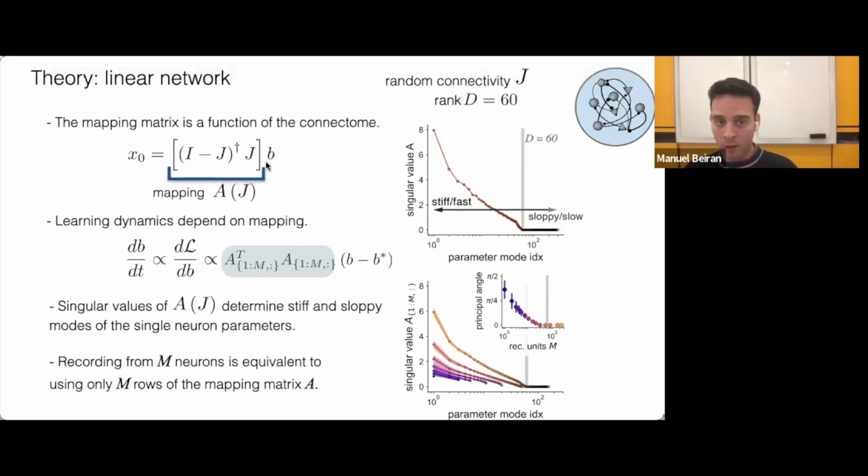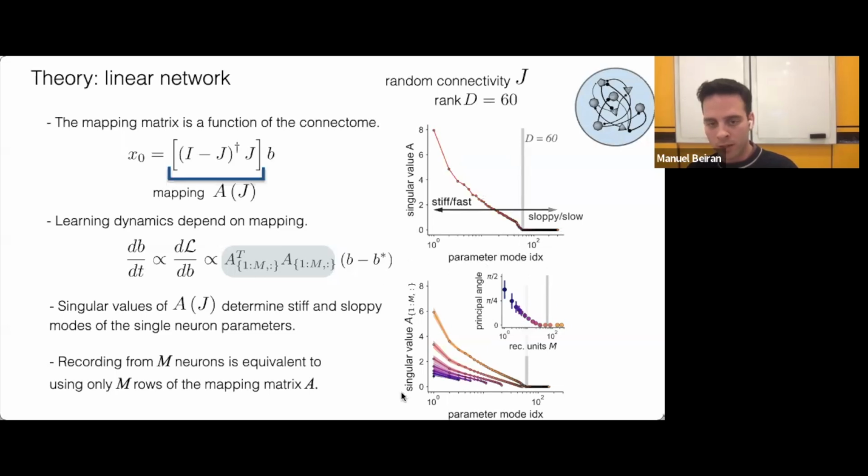So I can first calculate what this mapping matrix is, and look at the singular values of the matrix. And as we expect, when the connectivity matrix has fixed rank, the mapping will have exactly the same rank, meaning that singular values beyond 60 will correspond to 0 modes. There will be infinitely sloppy modes. And then we will have different parameter modes that will decrease to 0 slowly. So those are the modes along which the biases are learned.